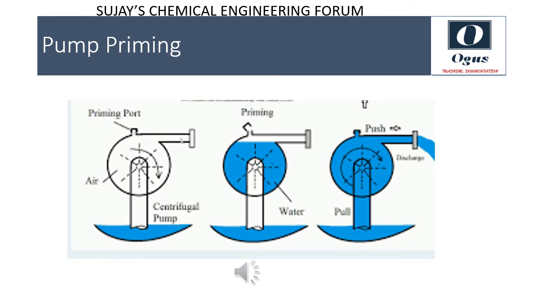Oftentimes, while starting a pump, we find that the pump casing is full of air or vapor. Centrifugal pumps cannot push the vapor out by themselves, so if we start the pump without first taking the vapor out, the pump starves of liquid, and this can lead to serious damage of the pump internals.